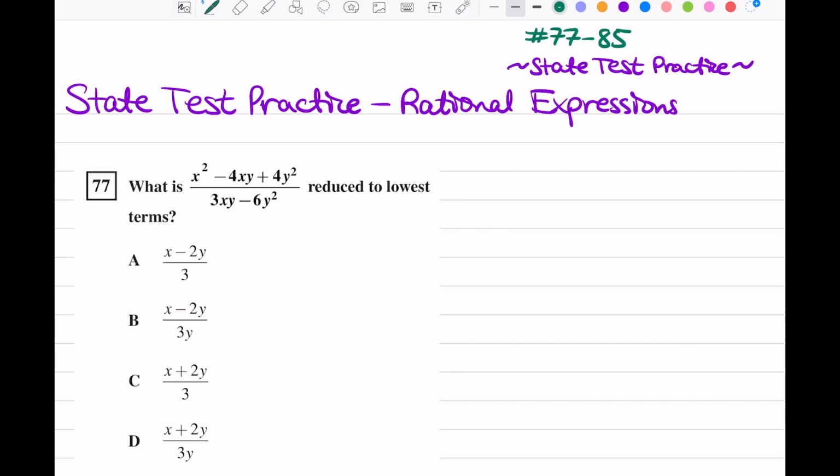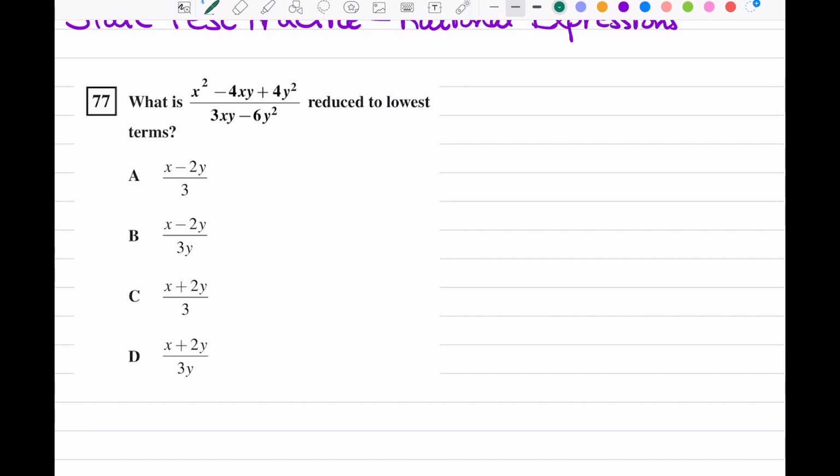What is x squared minus 4xy plus 4y squared over 3xy minus 6y squared reduced to lowest terms? So we want to see if we can factor the top and factor the bottom and then cancel out some factors. So let's start with the top. We have x squared minus 4xy plus 4y squared.